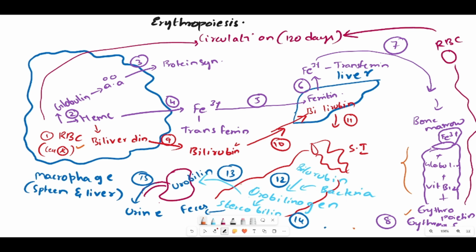This urobilinogen will be converted into urobilin, and this urobilinogen can also convert into stercobilin, and from this stercobilin it will be releasing the feces. So the stercobilin is responsible for the color of feces. Similarly, after this urobilin is formed, it will be excreted in the form of urine. So that is the simple process of erythropoiesis.